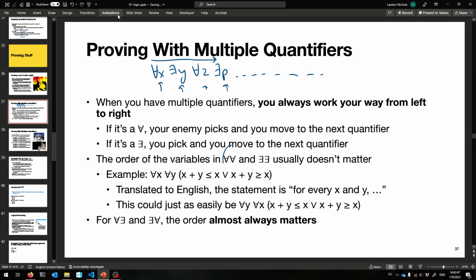Because it's your enemy's turn twice, it's your turn twice. The order doesn't really matter for those. You can swap them pretty easily.